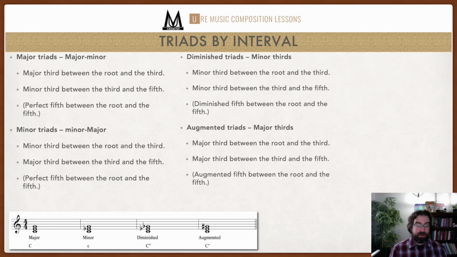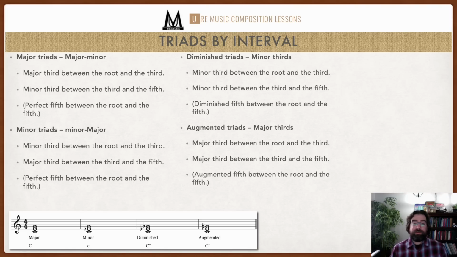scales. So when you're spelling a major triad, the major triad consists of a major third between the root and the third, and a minor third between the third and the fifth. This creates the sound of a major triad. So you can start on any bass pitch, which would be the root of the chord. You could start on a D, spell a major triad on D. You'd have a D, an F sharp, and an A. If you want to start on E, you have E, G sharp, and B.